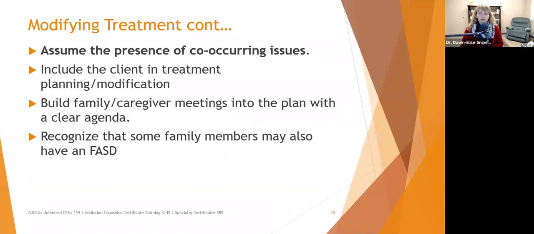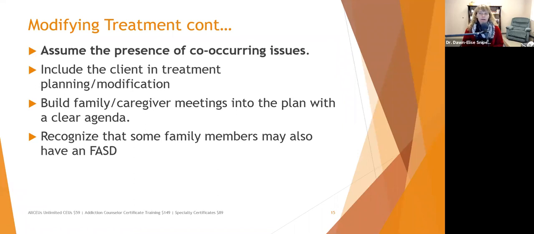Build family caregiver meetings into the plan with a clear agenda. We're not just having Jim Bob come to treatment and be dropped off and we work with him for an hour and everything's hunky-dory and he goes home and everything's wonderful. The FASD is a 24/7, 365 thing. So the family and caregivers will need to be in the loop on what's Jim Bob working on? What skills does he need to practice? What is he struggling with? How can we help in order to strengthen our family bonds instead of cause chaos?